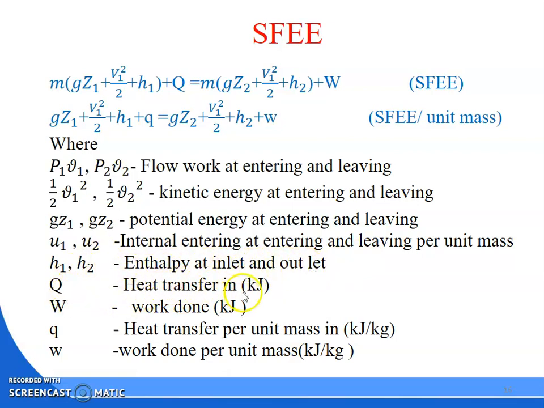What is Q? Heat transfer in kilojoule. W is work done in kilojoule. Small q is heat transfer per unit mass, and small w is work done per unit mass. The unit for heat per unit mass is kilojoule per kg. By utilizing this formula, in the next slide we will discuss how to solve the problem. Then we will discuss how the steady flow energy equation will be utilized for a nozzle, an open system, or a flow device.